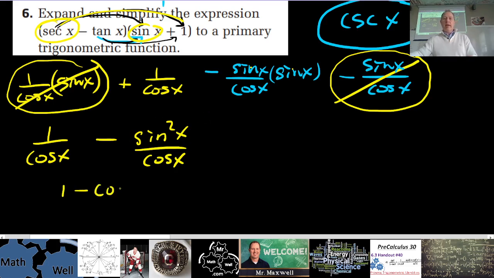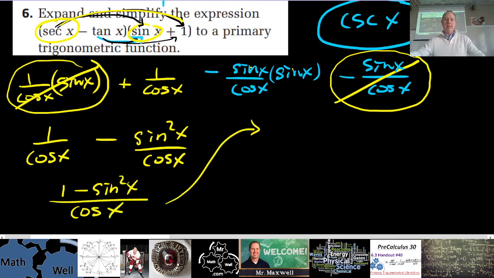I'm going to combine these together. 1 minus sine squared x over cos x. That's what happens when I combine these two terms together. And the 1 minus sine squared was mentioned. That actually is the same as cos squared, isn't it? So now I have cos squared x over cos x.